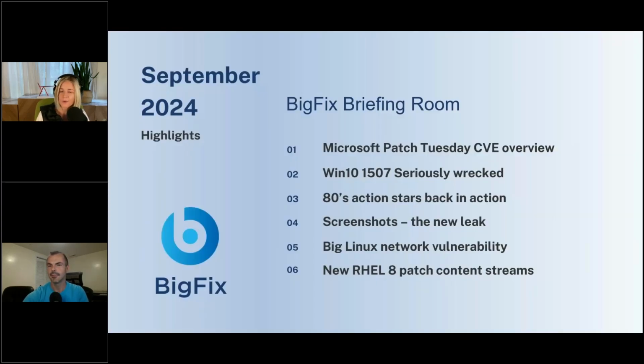We'll start off with the usual, the Microsoft Patch Tuesday CVE overview. Joe's going to do a couple of breakdowns for that. And then we are going to reintroduce an 80s action star who has come back to be in action. Screenshots are the new leak this month. There's a big Linux network vulnerability, so hold out for the Linux kernel updates. And we've got new Red Hat Enterprise Linux patch content to talk about as well.